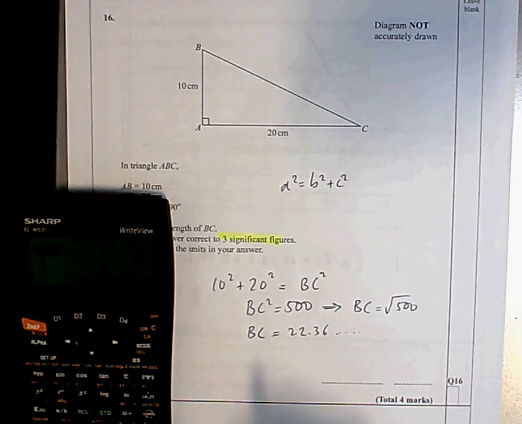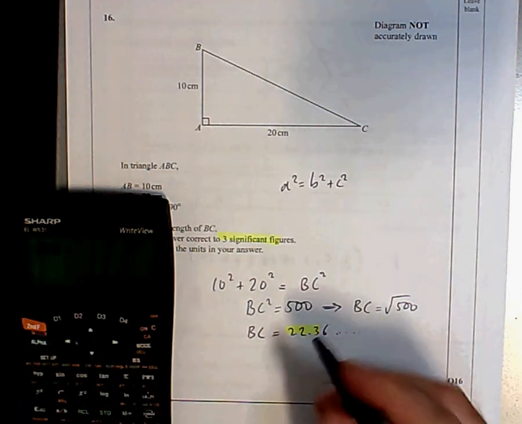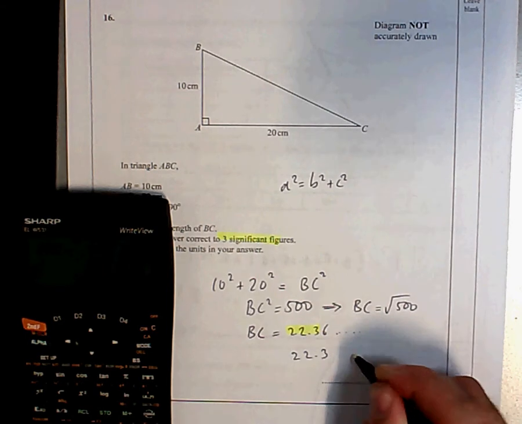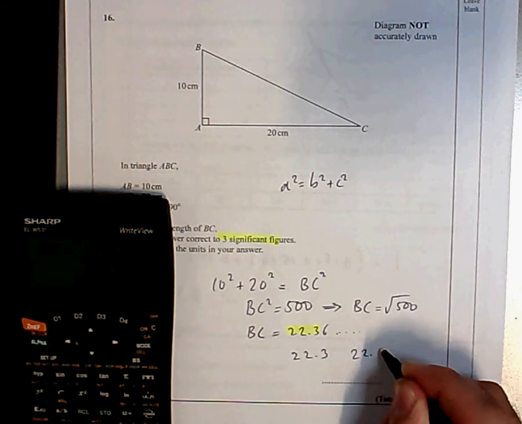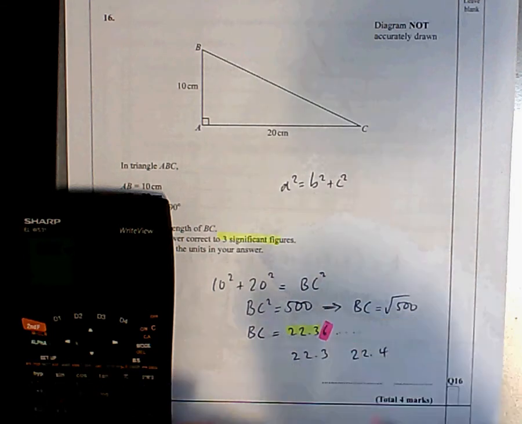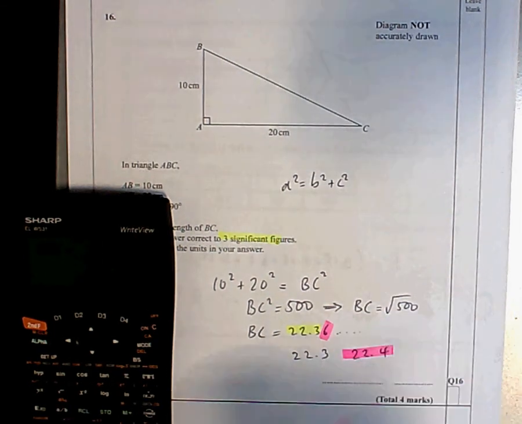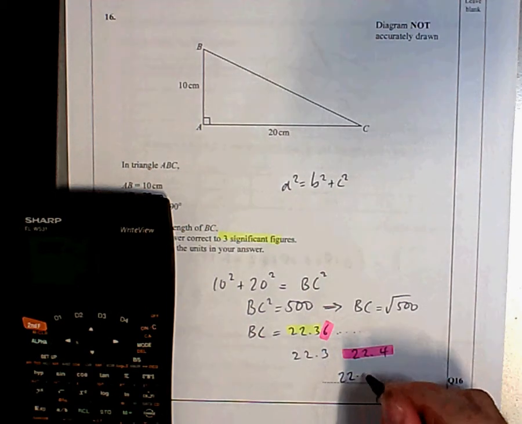So the three most important numbers on this number are the first three. So it's either 22.3 or 22.4. You look at the first number that is going to be cut off, which is the 6. You ask yourself, is it 5 or above? It absolutely is 5 or above. So I'm going to go for my larger answer, which is 22.4.